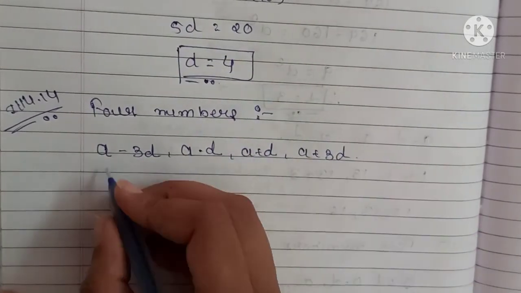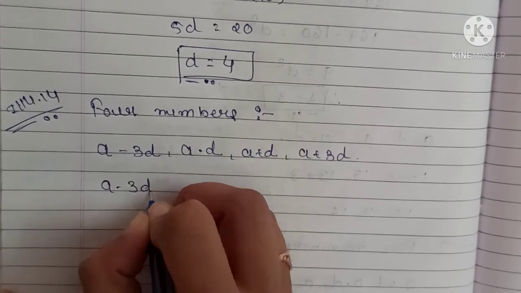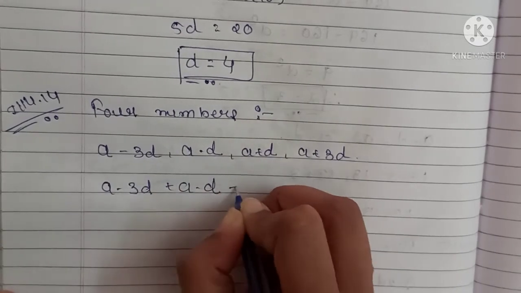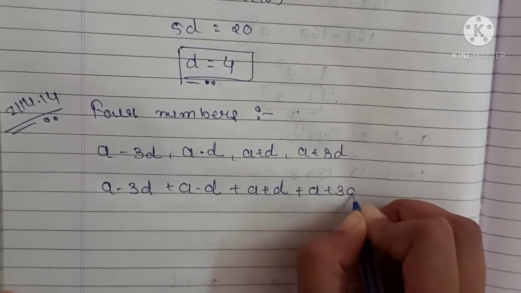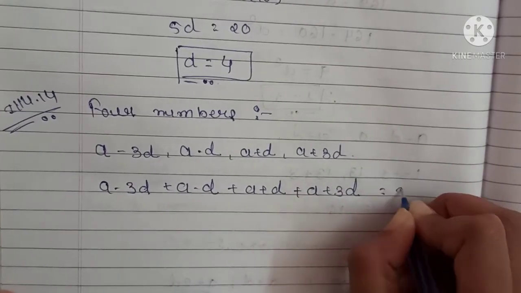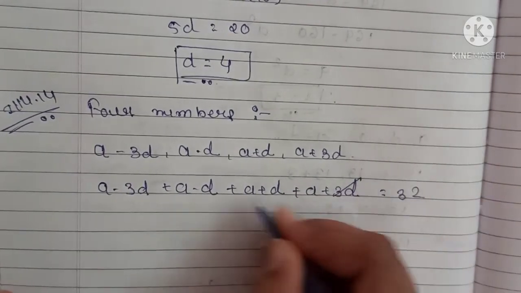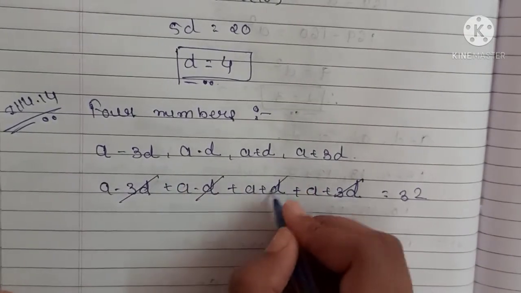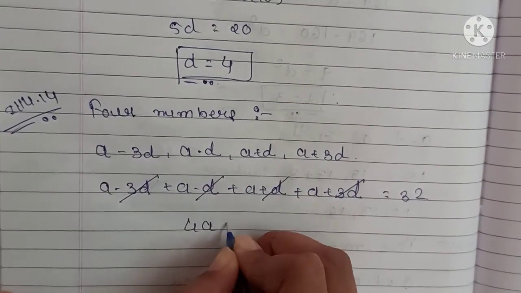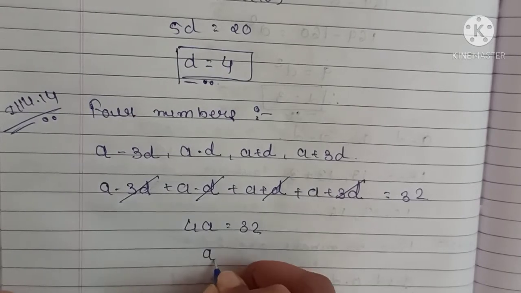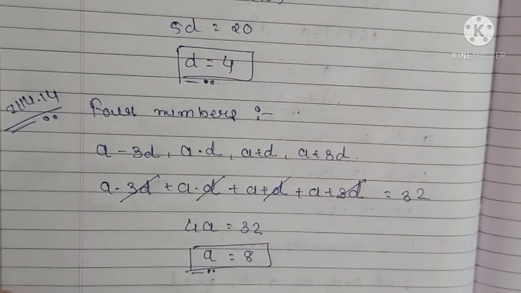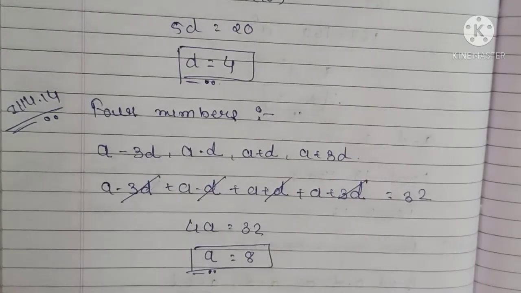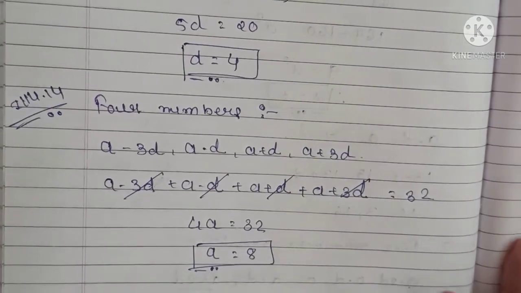And the sum of the four numbers is 32. 3D cancels, D, that is 4A is equal to 32. A is equal to 8. Right? Now, what is given?